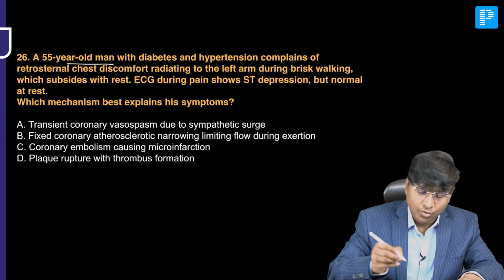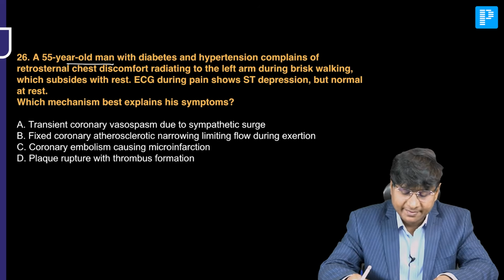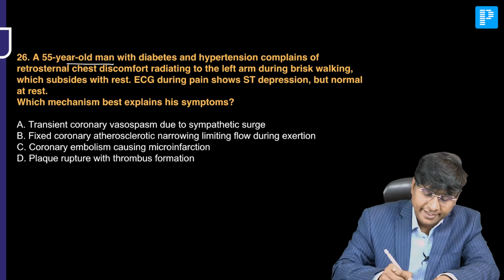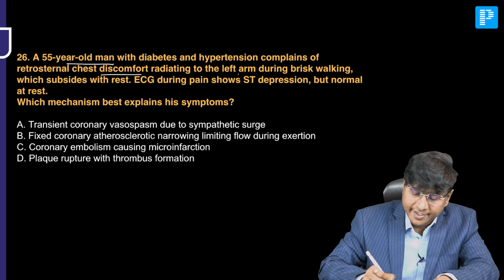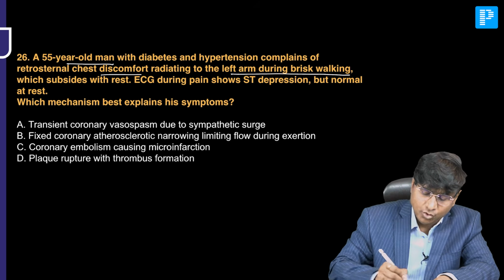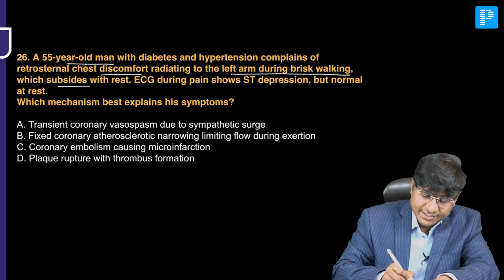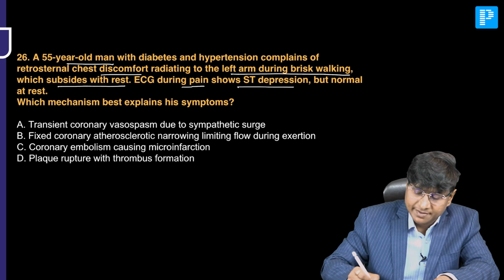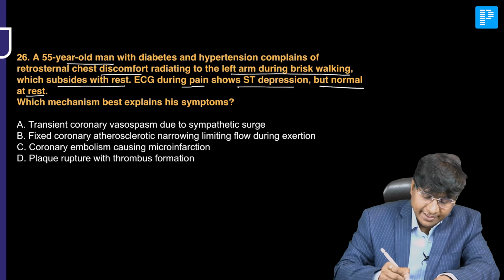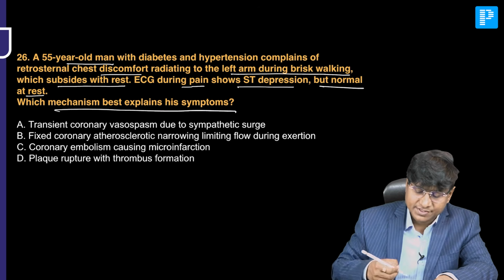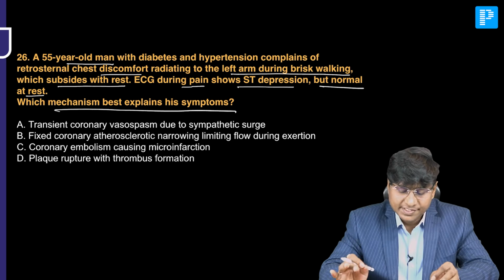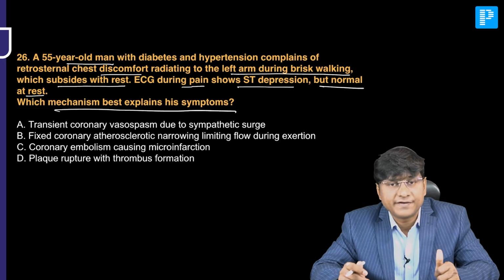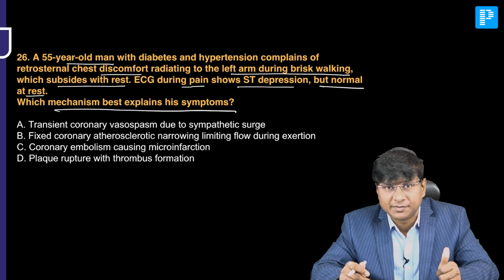A 55-year-old man with diabetes and hypertension complains of retrosternal chest discomfort radiating to the left arm during brisk walking, which subsides with rest. ECG during pain shows ST segment depression but is normal at rest. Which mechanism best explains his symptom? So, this individual has the risk factors for coronary artery disease, that is diabetes as well as hypertension. That is one point.